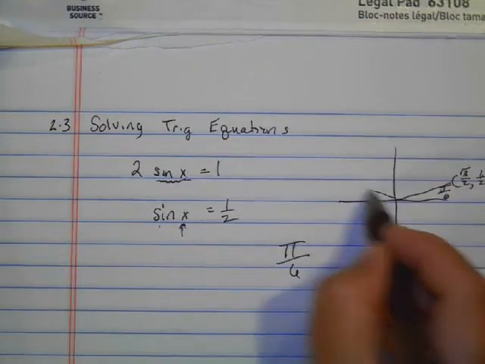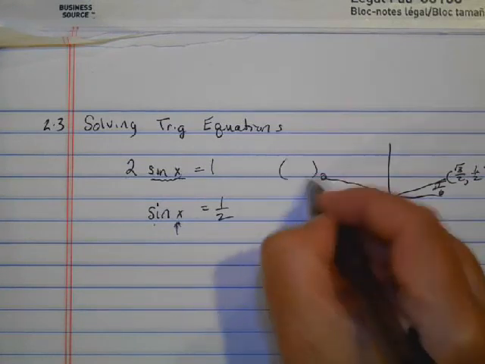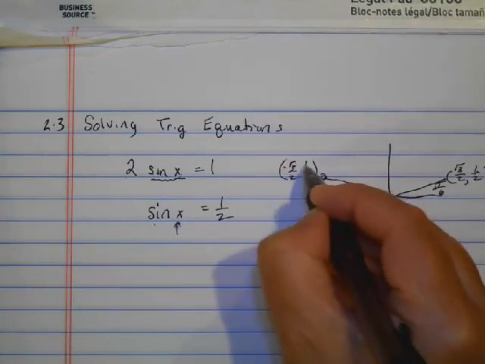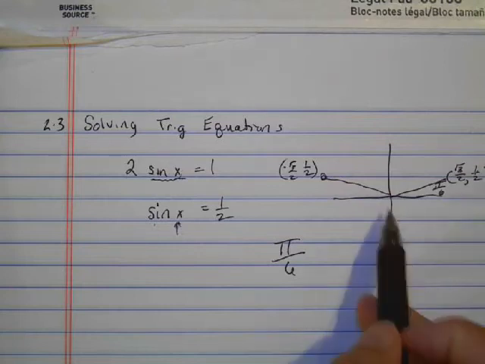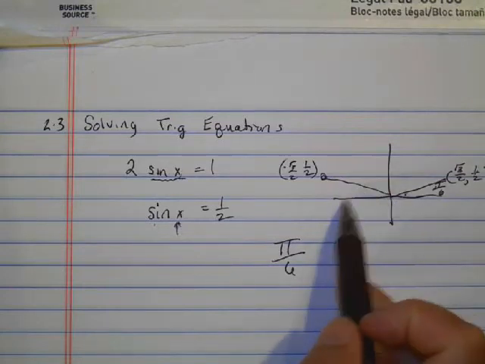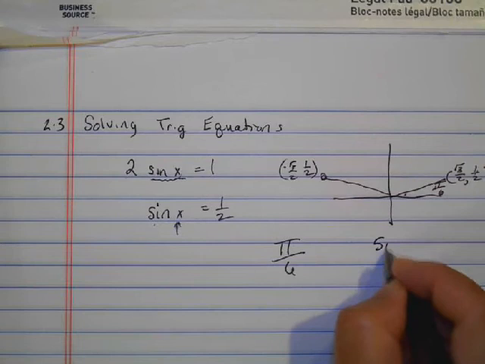Sine is also positive 1/2 over here. Cosine is negative, but sine is positive. So it's going to happen at pi over 6. It's also going to happen over here at 5 pi over 6.